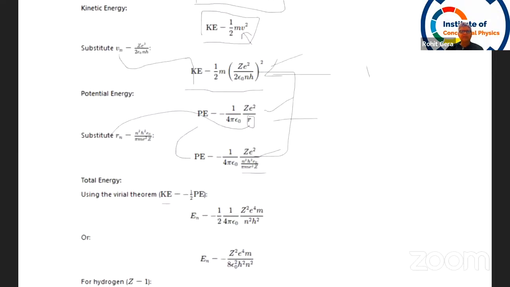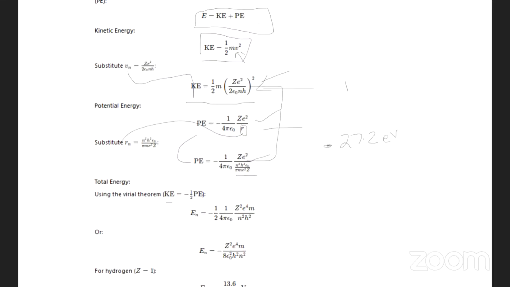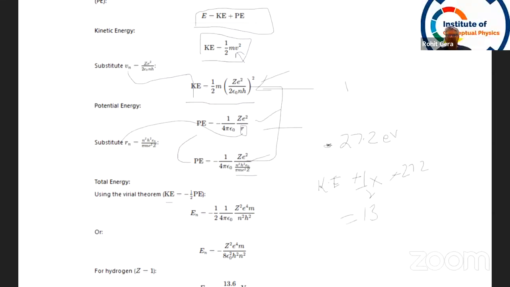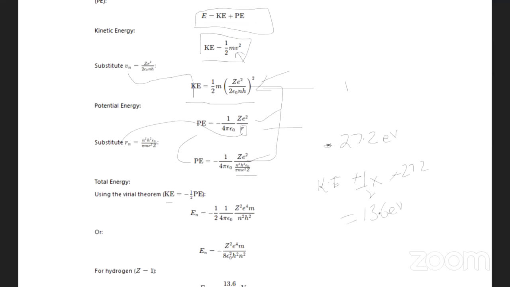So if your potential energy is, for example, minus 27.2 electron volts, because it's a multiple of 13.6, this is your potential energy, negative. If you want to find kinetic energy, it's very simple. Kinetic energy will be equal to minus half into minus 27.2, which becomes 13.6 electron volts. So if you're given the values, you can easily find.